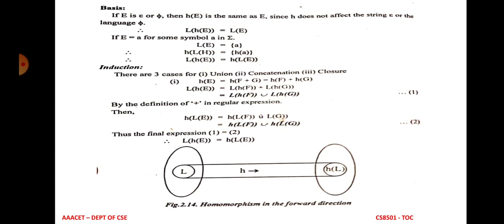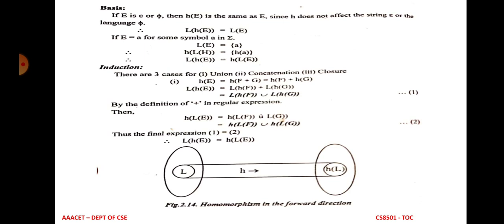And we can rewrite it as L of h of E is equal to h of L of E. We can rewrite it in both ways. So this is the basis step. In the inductive step there are three cases: one is the union operation, the second is the concatenation operation, and the last one is the closure operation.